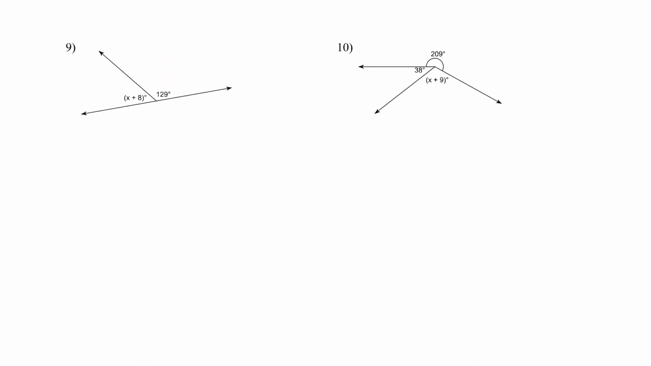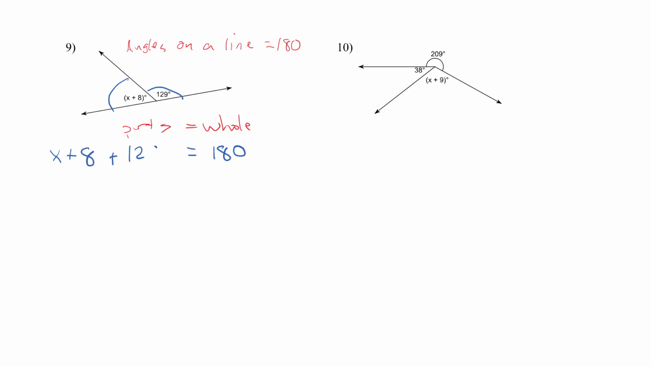Okay. This one appears to be angles on a line. And they're going to add up to be 180 because that's our rule. So I'm going to set up the parts equal to the whole, and start filling some values in. Okay, the whole thing I said had to be 180. The first part will be x plus 8, and the second part will be 129.